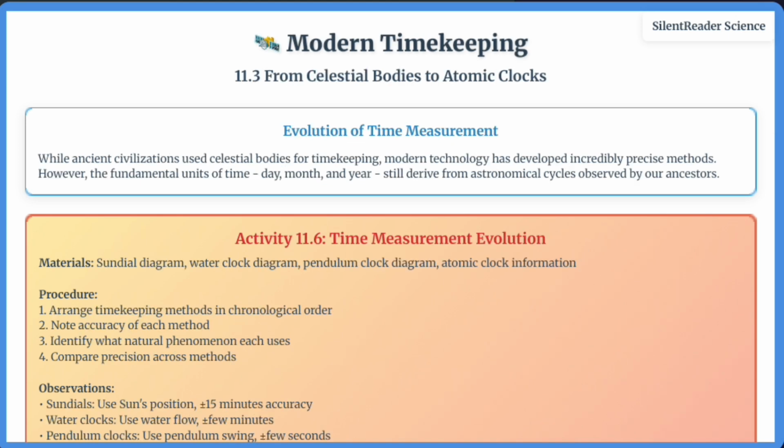Now let's trace the evolution of timekeeping from ancient methods to modern technology. Early civilizations used sundials, water clocks, and candle clocks. The mechanical clock revolutionized timekeeping in the 14th century, followed by pendulum clocks in the 17th century. Today we have atomic clocks that are accurate to within 1 second in millions of years. Interestingly, our most advanced technology still depends on understanding celestial motions. GPS requires ultra-precise timekeeping to calculate positions accurately.